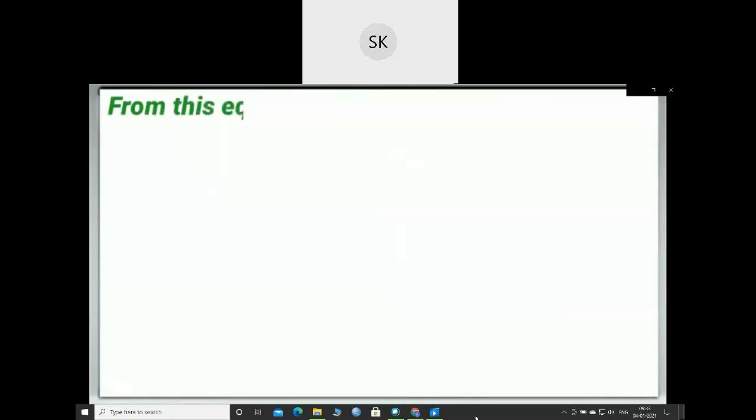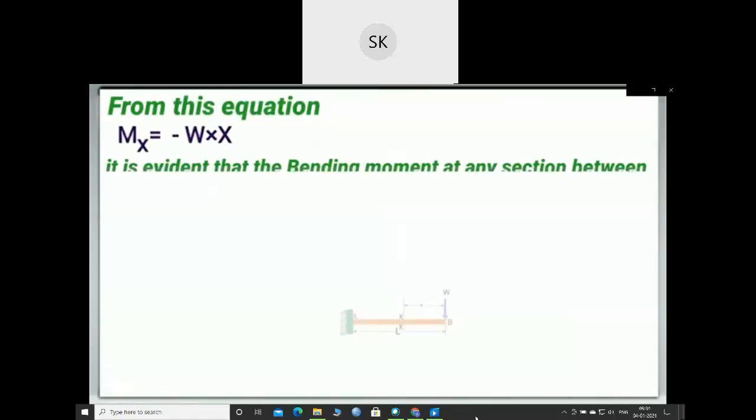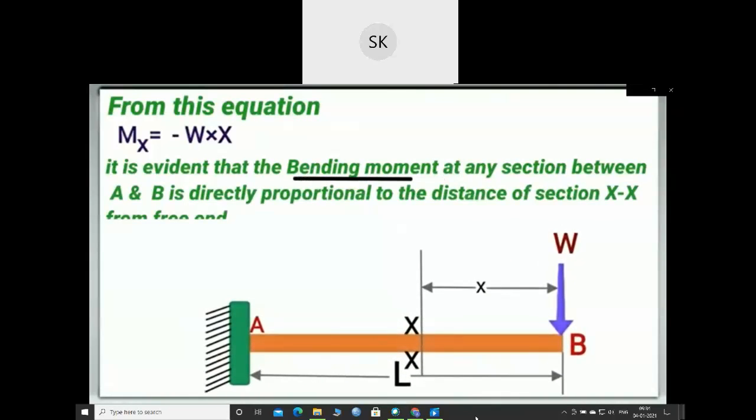From this equation Mx equal to minus Wx, it is clearly evident that the bending moment at any section between A and B is directly proportional to the distance of section XX from the free end B, which means as we go from B to A, the bending moment will increase and this bending moment will be negative.